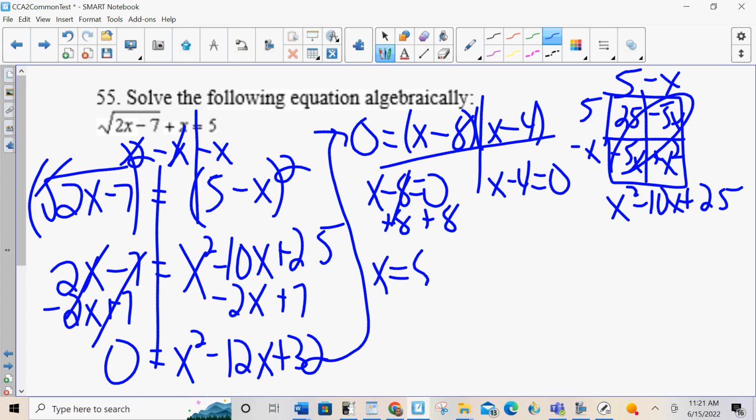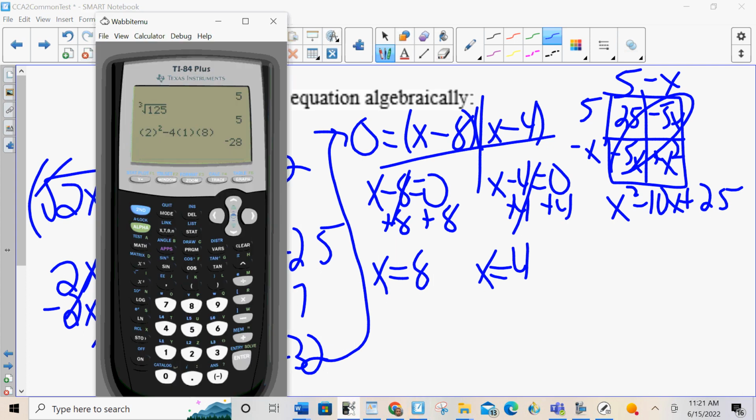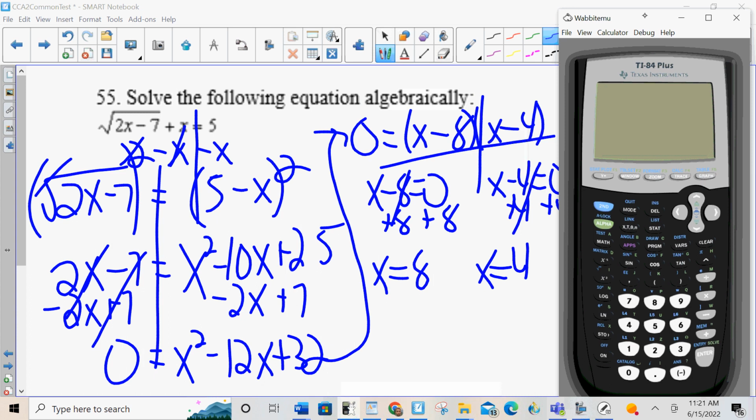x is 8, x is 4. However, this is not the correct answer because I have to check a radical equation for extraneous solutions. Not that I made a mistake. I mean, I could have made a mistake, but you have to check to make sure your answer works. I'm going to do it by storing.